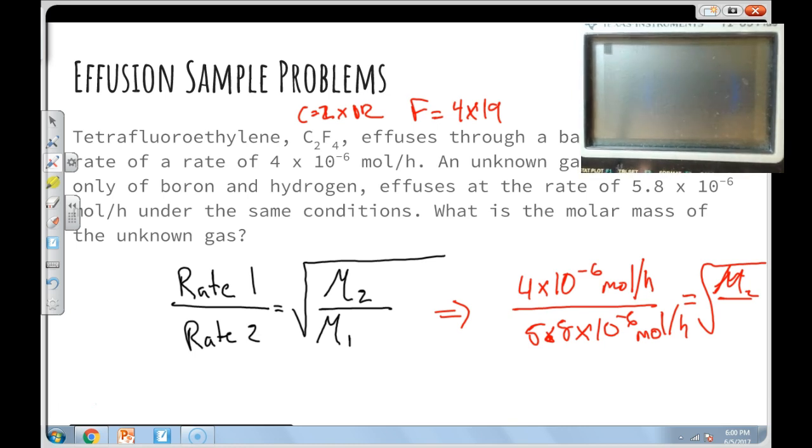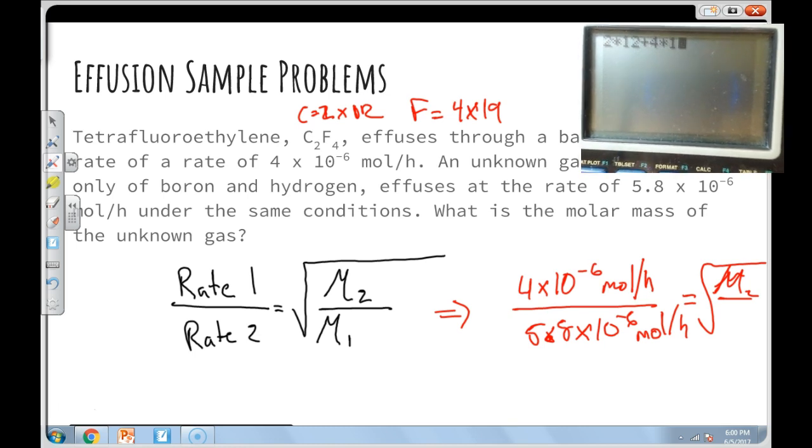Let's clear out my work. So this is going to be 2 times 12 plus 4 times 19. And that's going to give us the molar mass of, oh look, it's 100. Okay, so now we can do math.